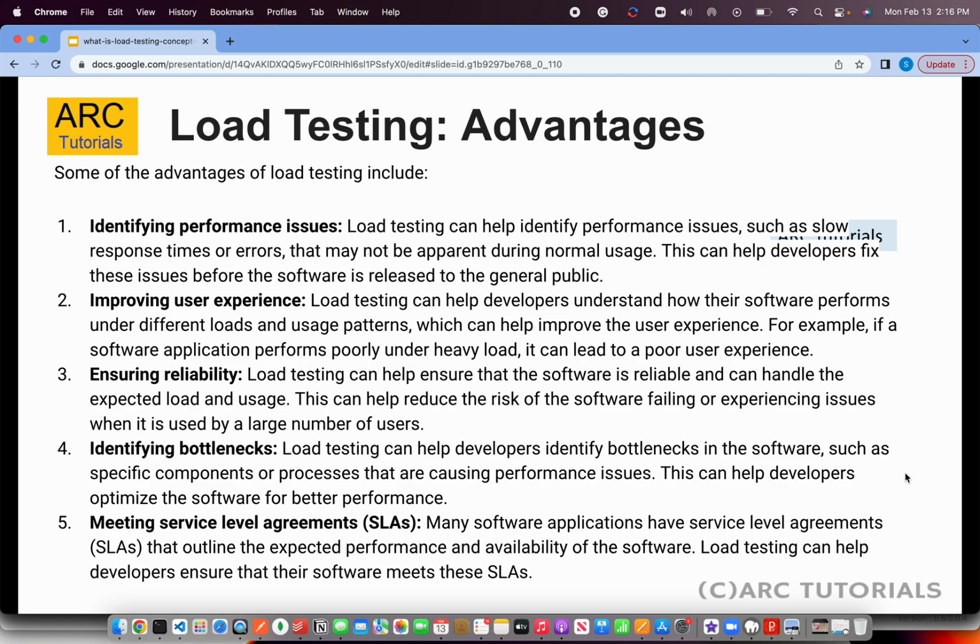Talking about advantages, you convert all the features into advantages, right? So we can identify any performance related issues, overall improve the user experience, ensure the reliability, and identify any bottlenecks. Now these bottlenecks can be of different types. Let's say an API is down, an API is not able to handle multiple requests at a time, or on a slow network the images are causing problems or the video is taking too long to load. All of those bottlenecks can be easily identified with the help of load testing.